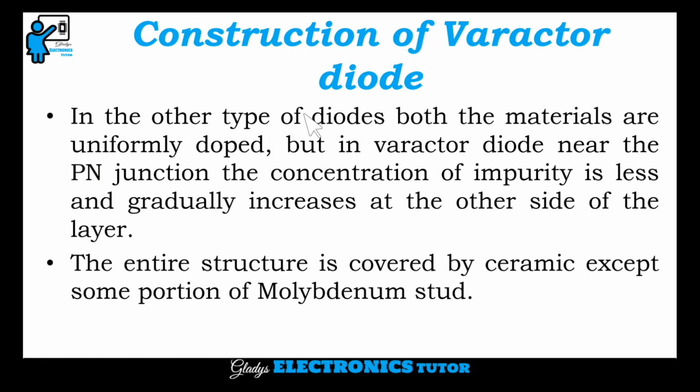In the other type of diodes, both the materials are uniformly doped. But in varactor diode, near the PN junction, the concentration of impurity is less and gradually increases at the other side of the layer. The entire structure is covered by ceramic except some portion of molybdenum stud.